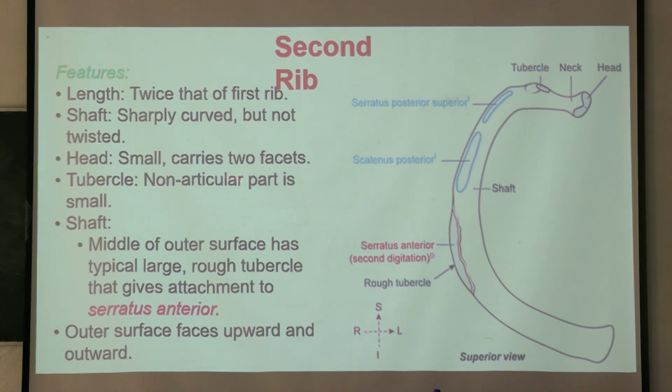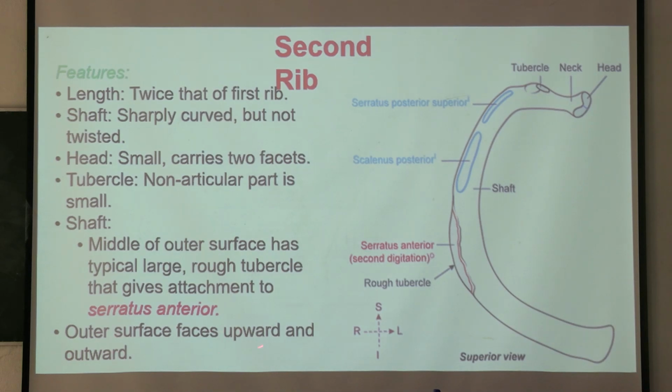Tubercle has non-articular part is small. This is tubercle, it has both the parts, articular and non-articular, but non-articular part is small. Shaft middle of outer surface has typical large rough tubercle that gives attachment to serratus anterior. Here, this rough area gives attachment to serratus anterior.